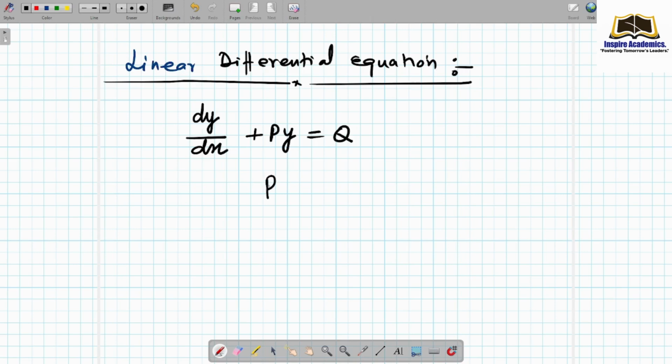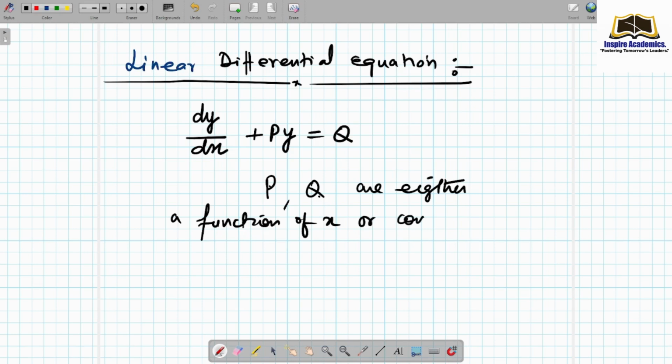Here P and Q either can be any constant or a function of x. Okay. Both are either a function of x or constant.